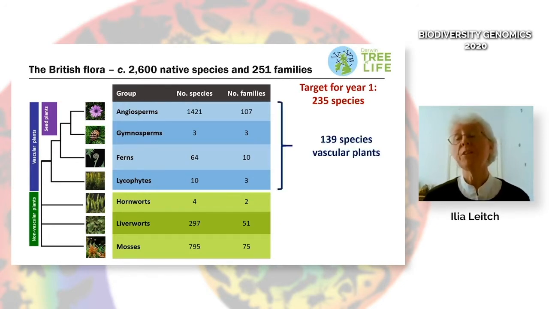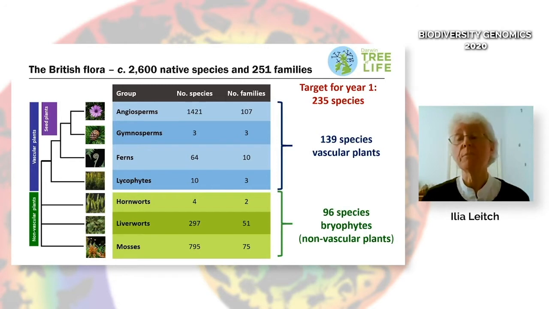So in terms of numbers, what this means is that we are aiming to collect 139 vascular plant species and 96 species of the bryophytes. And so how are we progressing?